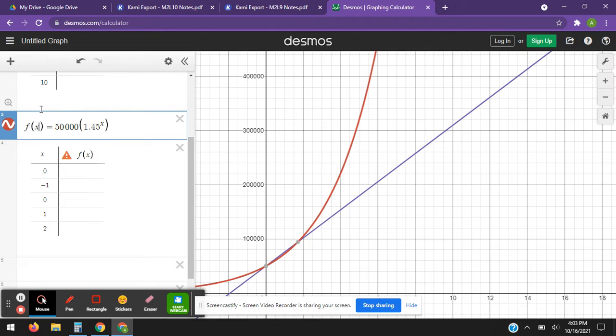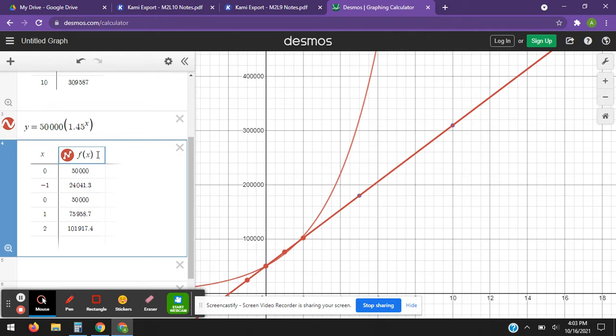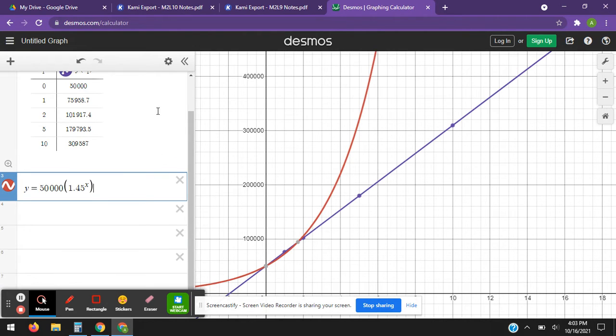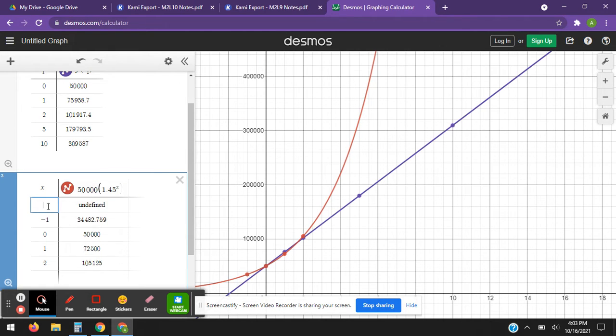Here, we'll do this as a y equals, and make this y equals. Okay, we'll turn this into a table. All right, so if I put in 0, what's going on here? 1, 2, 5, 10. If you see that at 5 years, I've already surpassed my 300 and I want to be back here.